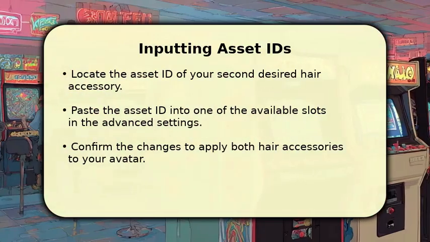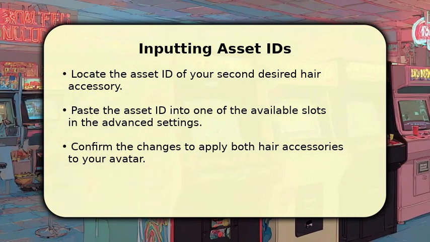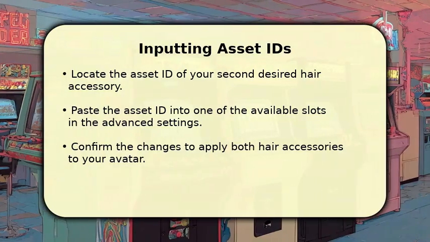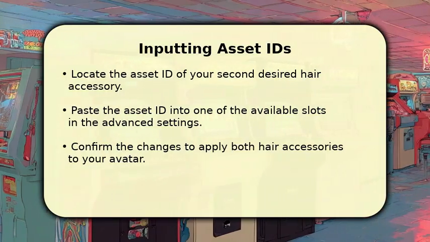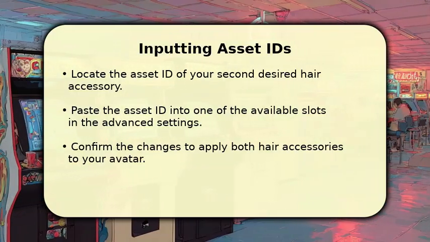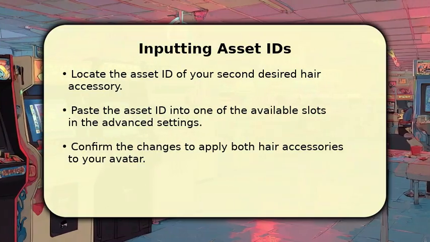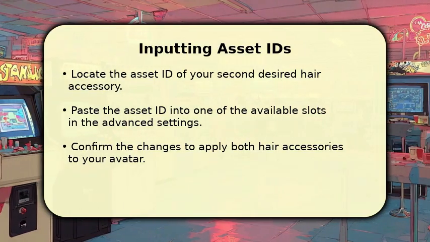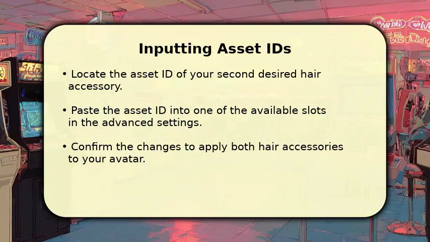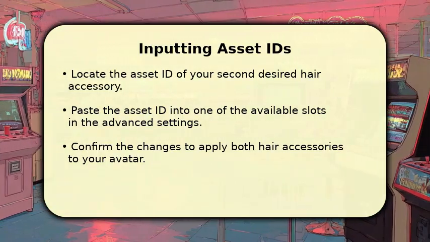To add your second hair, you'll need its unique asset ID. You can find this ID by going to the Roblox website, finding the hair item, and copying the numbers from its URL. Once you have the ID, paste it into one of the empty slots provided in the advanced avatar settings. After pasting, simply tap the Add or Save button to apply both hair accessories to your avatar simultaneously.